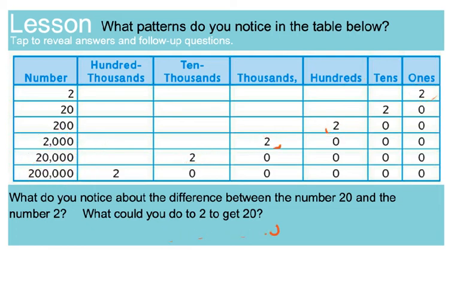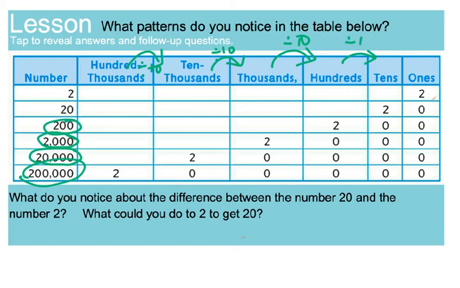Let's see if it works the opposite way. So I'm going to start with 200,000, and I'm going to divide by 10. You should get 20,000. Now divide that by 10. You should get 2,000. Then divide that by 10, and you should get 200. Divide it again by 10, and you should get 20. And one last time, divide that by 10, and you should end up back with 2.